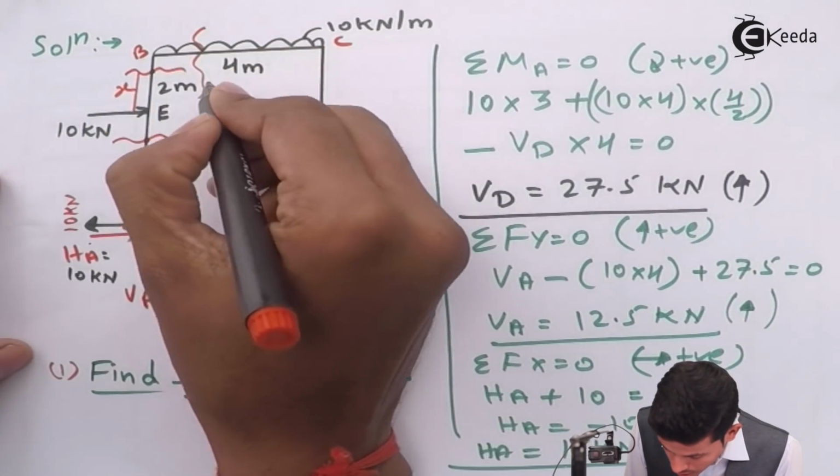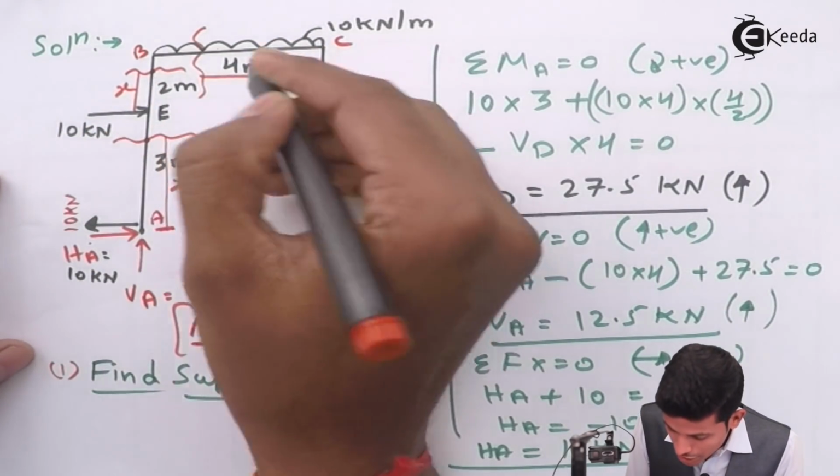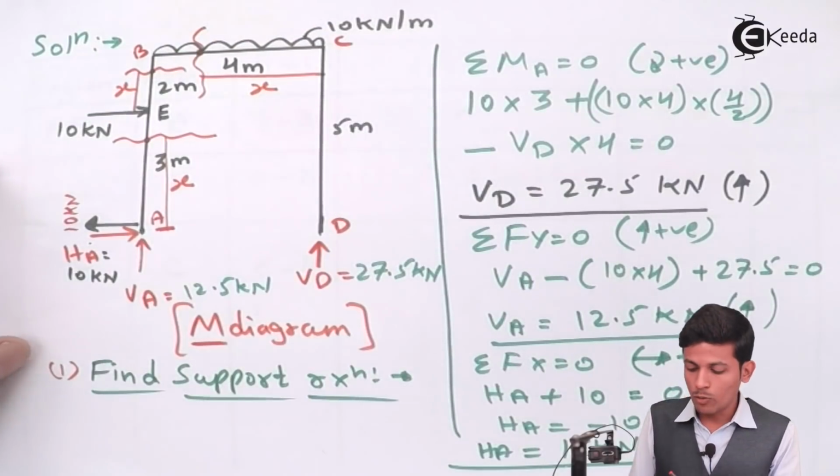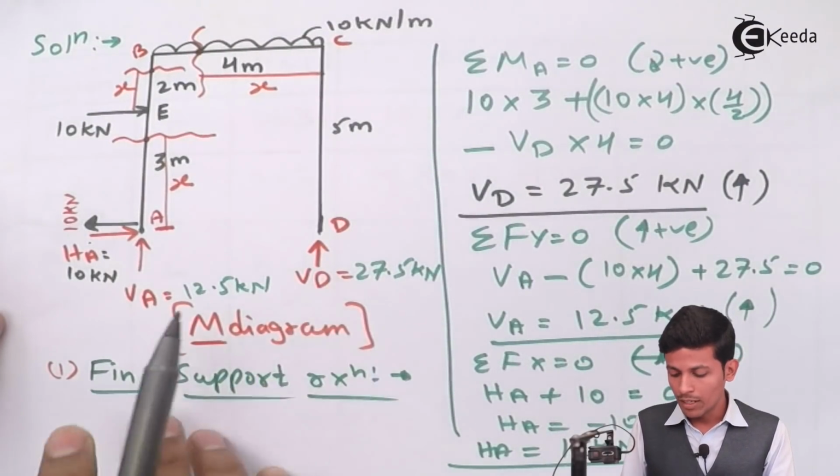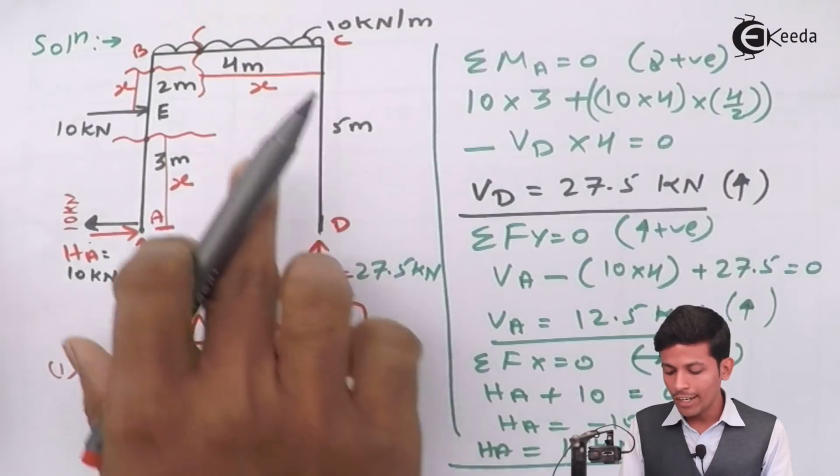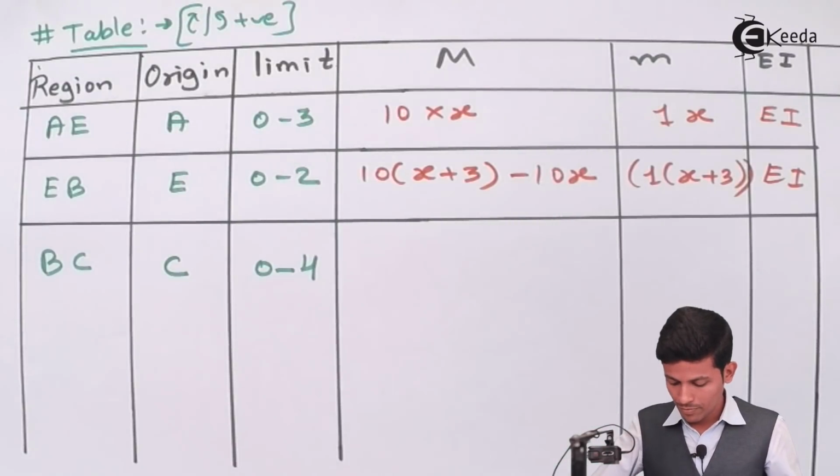Now take a section over here, and this distance will be x. We are taking bending moment over here. Now what will become, see, first this value is coming. This value is coming 27.5 into x positive.